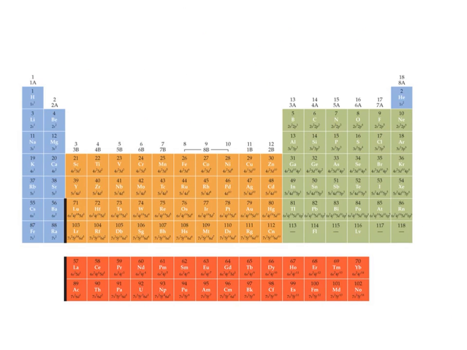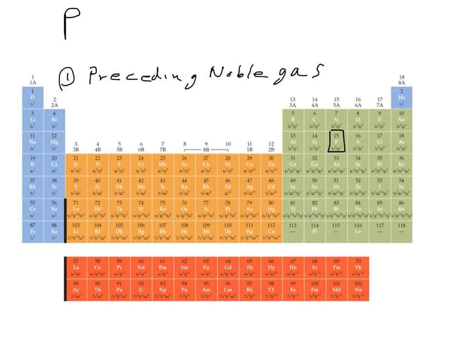All right, let's do another electron configuration. Let's do it for phosphorus this time. Here's phosphorus on the periodic table. If we want to do its electron configuration using noble gas notation, the first thing we would do is come up and find the preceding noble gas. So what's the noble gas before phosphorus? Neon. So I'm going to write the elemental symbol for neon in square brackets.